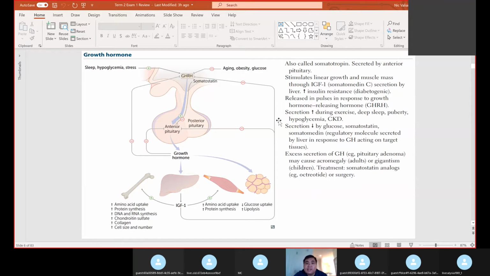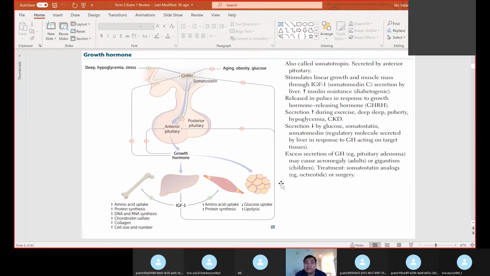That's it. So, growth hormone, somatotropin, secreted by the anterior pituitary. You need to know everything here. It stimulates linear growth and muscle mass through IGF-1, amino acid and protein synthesis. It also increases insulin resistance, so much more prone to diabetes. Don't forget, it is released in pulses. It's pulsatile in response to GHRH.